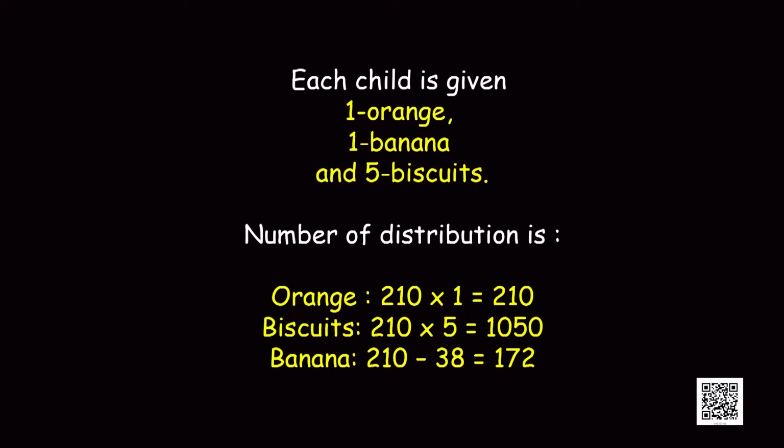Suppose for one student 5 biscuits, then for 10 students how much does it become? So, how many biscuits are taken by students? Because one student is getting 5 biscuits, then for 210 students how many biscuits are given?